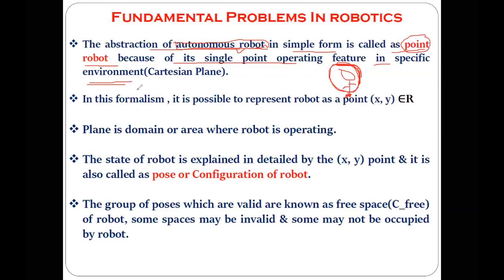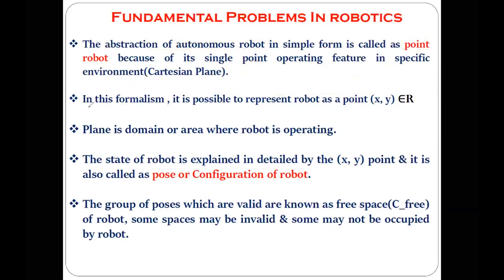And when it is operating in a certain environment, that particular environment or position, as I have mentioned here, the specific environment, is represented with the help of a Cartesian plane. What do you mean by the Cartesian plane? Cartesian plane in the sense this position is represented with the help of x and y axes. So the Cartesian plane is nothing but x and y axes. In this way, the robot position is represented in the form of the x and y axes.